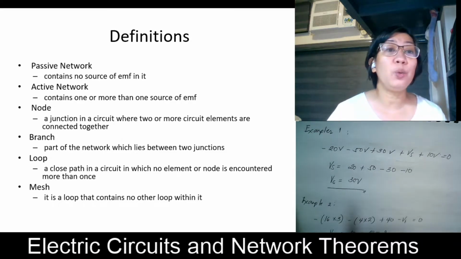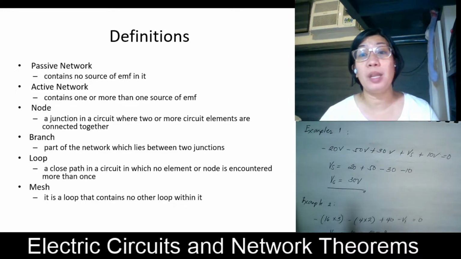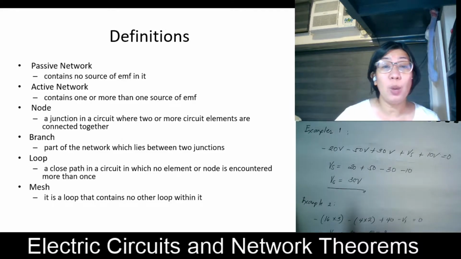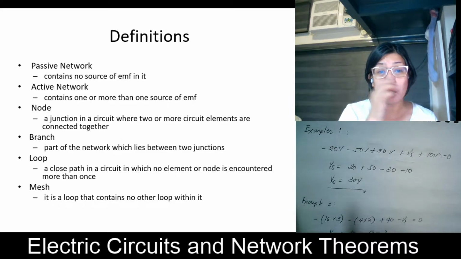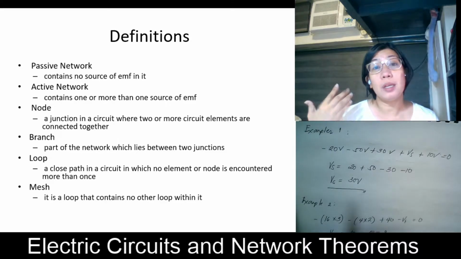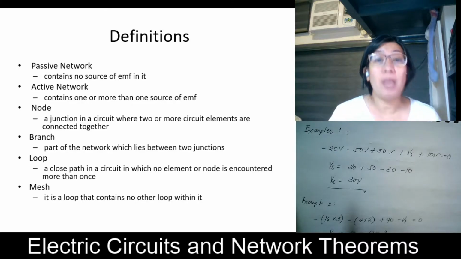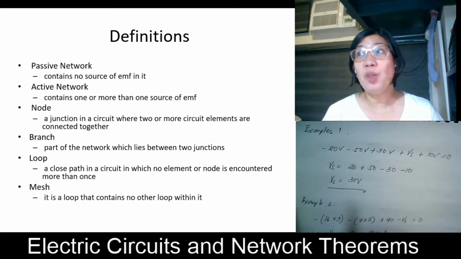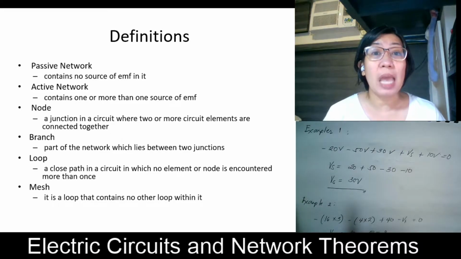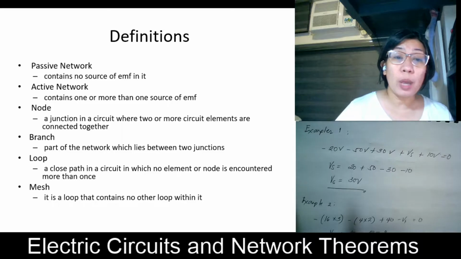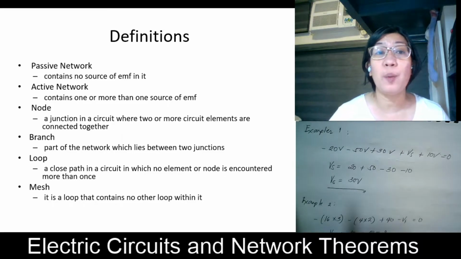A passive network contains no source of EMF, or electromotive force. An active network contains one or more sources of EMF. Unless stated, an electric network should be assumed to be passive. So the resistors, the capacitors, and the inductors that we are using are usually passive components. At the end of the subject, if we still have time, maybe we can discuss some active components like diodes and transistors. But in the meantime, we're going to make use of passive components first.